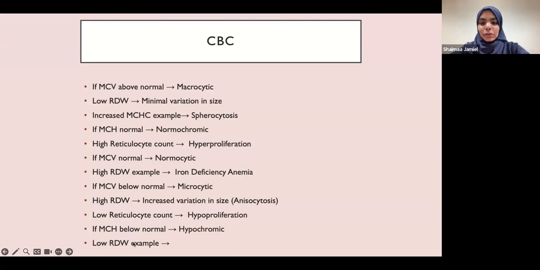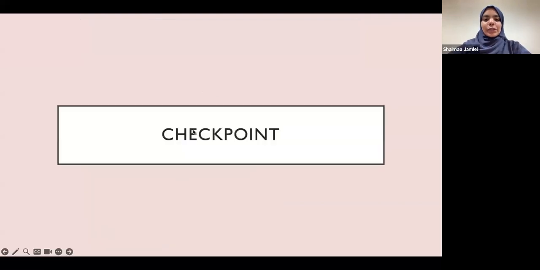And an example of low RDW, when all the cells are the same size. Thalassemia. Yes, perfect. Okay. So checkpoint.